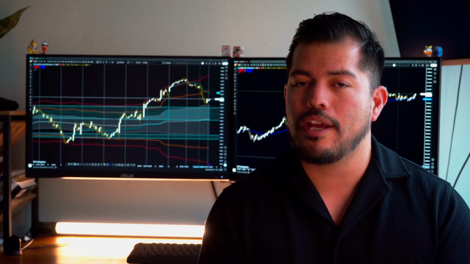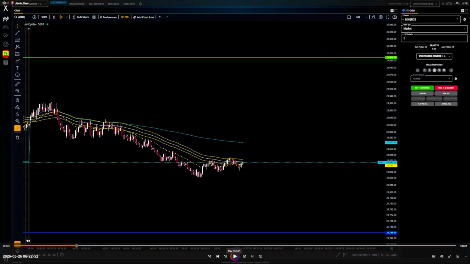Let's take a look at the trade I took yesterday, Tuesday, May 26th. This is the trade I took. Looking for longs for a mean reversion play. We've already opened here. We're about 5 minutes into the opening drive.